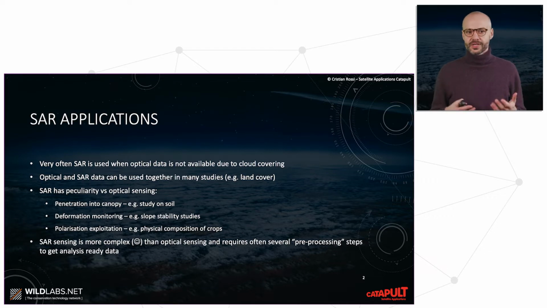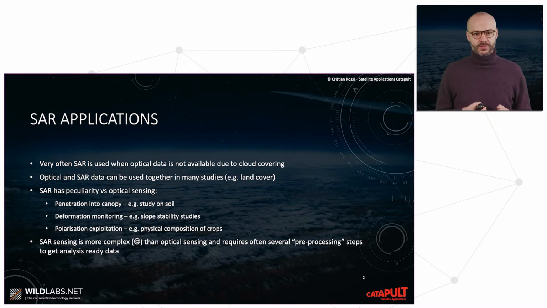Well, for a few reasons. Very often SAR is used when optical data is not available due to cloud covering. And that's a big use of it, actually. You can think of regions, maybe in the Amazon region, where it rains very often for several parts of the year. And if you want to do a study specifically over there, we can't really use optical data because we would always see clouds. So SAR is in this case used.